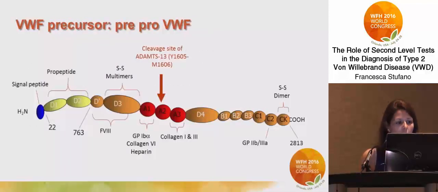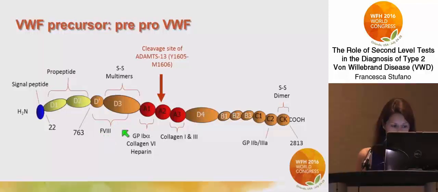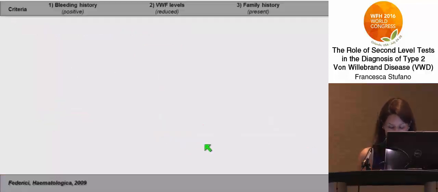Different biochemical tests are available to analyze the function of the protein, which need to be performed step by step. In these slides, we see the von Willebrand factor precursor, also called pre-pro von Willebrand factor. So we can see the different domains involved in the function of the protein. The D' and D3 domains account for the binding to factor VIII, the A1 domain is involved in the GPIb alpha and collagen VI binding, the A2 domain is the cleavage site of ADAMTS13, and the A3 domain is the binding site for collagen 1 and 3, and so on.